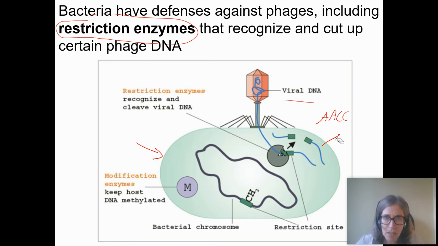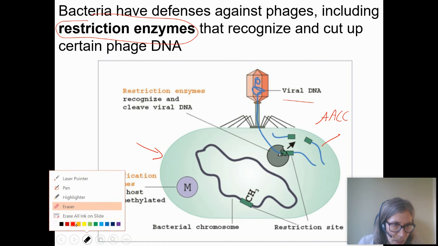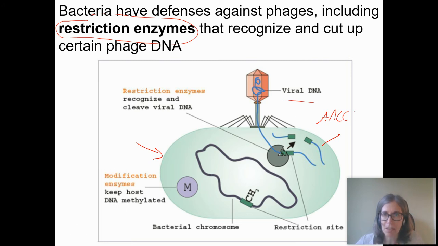Let's say the virus DNA read AACC GGTT, and the other direction would be the same, AACC GGTT. Maybe this particular restriction enzyme recognizes a restriction site right between the C's, and it cuts like this. If you cut the virus DNA, then the virus DNA doesn't work anymore. It's kind of dead. And if the bacterial cell itself has that site in its chromosome, it would methylate it so it wouldn't get destroyed. So anyway, that's a nice way that bacteria have to protect themselves from some viruses.